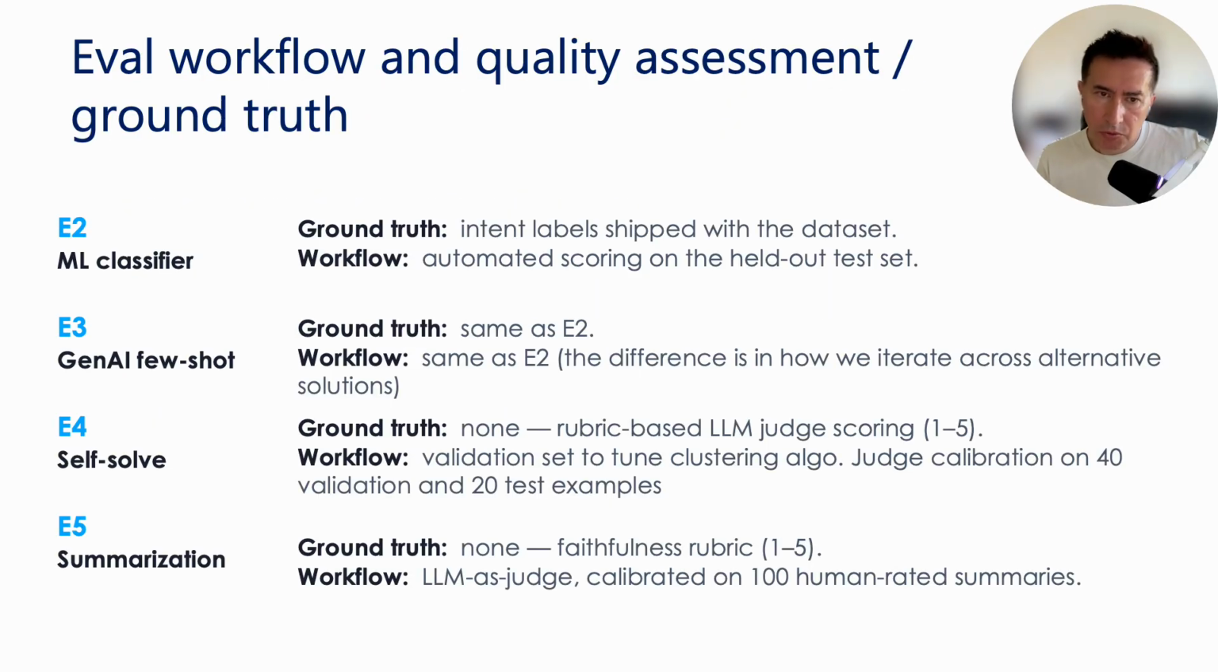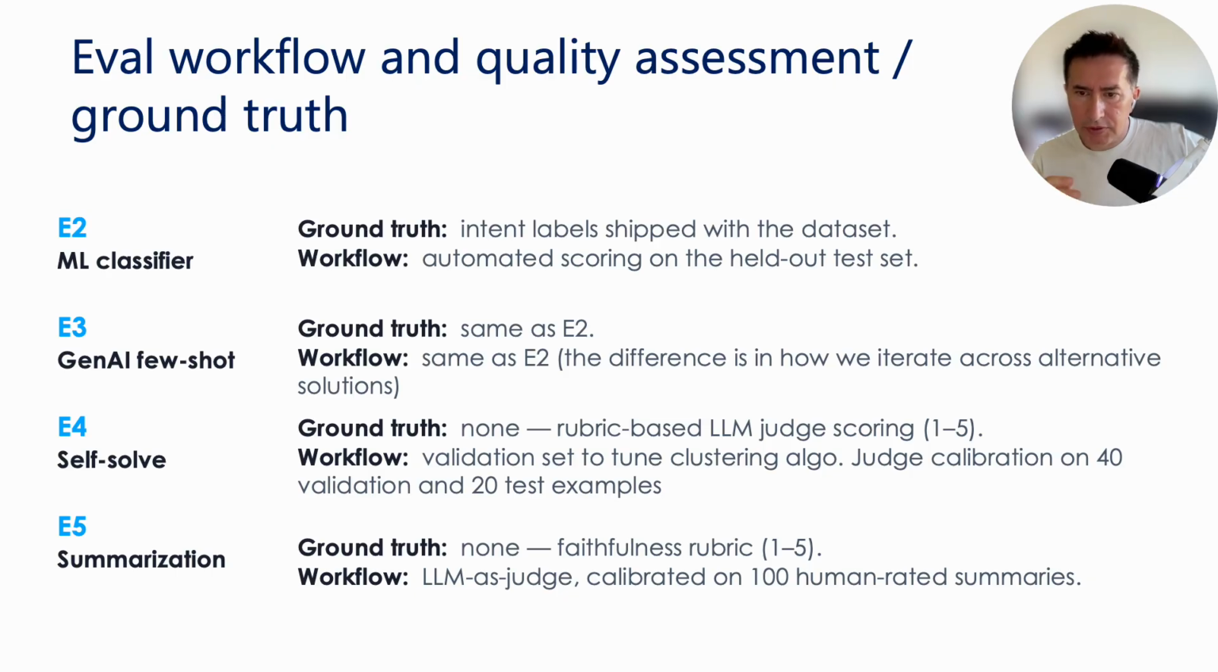So in summary, what we can say for our use cases is this. For E2 and E3, our classifiers, we just assume that we trust the ground truth that comes with the data set. So we're going to have a training, validation, and test set, and that's our workflow. We really have no ground truth problems here.